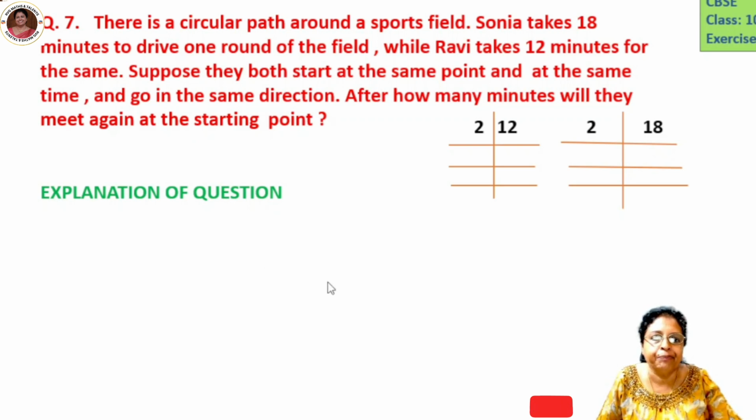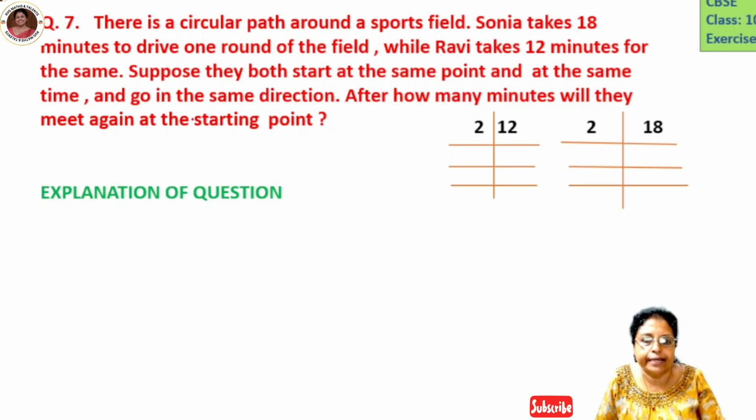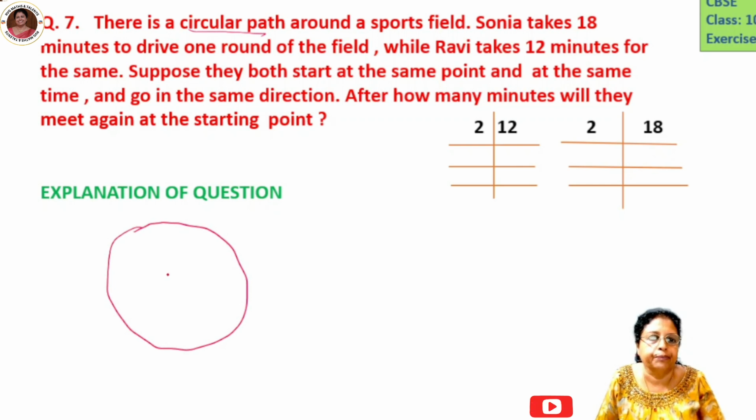Question number 7. There is a circular path around a sports field. Sonia takes 18 minutes to drive one round of the field, while Ravi takes 12 minutes for the same. Suppose they both start at the same point and at the same time, they go in the same direction. After how many minutes will they meet again at the starting point? This is the question. Just explain the question. There is a circular path. See, this be the circular path.